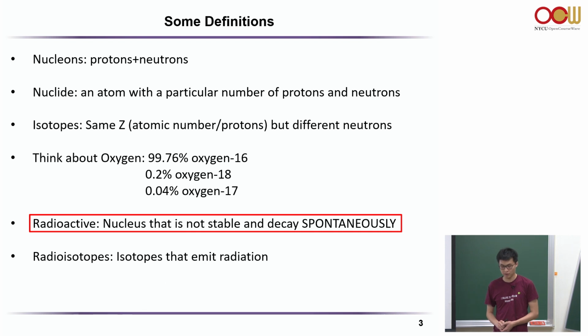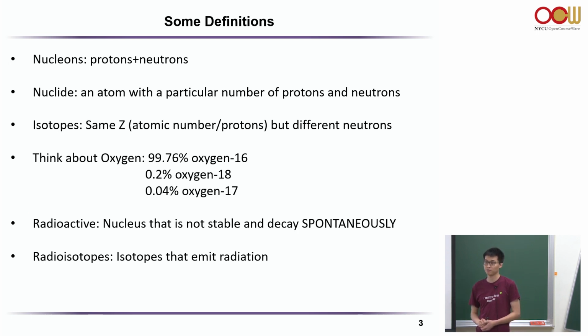So they either emit alpha particles or beta particles, or they have several types of beta decay in the form of high energy electrons. If you don't understand what that means, I would suggest you read the book and you will figure out the difference between the various modes of decay.